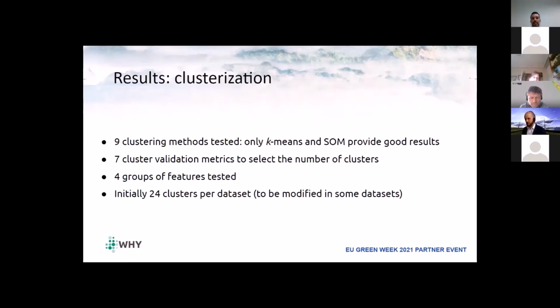To segment the time series based on their features, we have tested 9 clustering methods, including hierarchical, partitioning, and fuzzy methods. Eventually, we have found that the methods that work best in our case are k-means and self-organizing maps. To select the number of clusters, we have used 7 different validation measures to have an idea of how well separated these clusters are. And after assessing these validation graphs, we have initially considered that 24 was the optimum number of clusters per dataset, but we are currently working on modifying this number depending on the dataset.